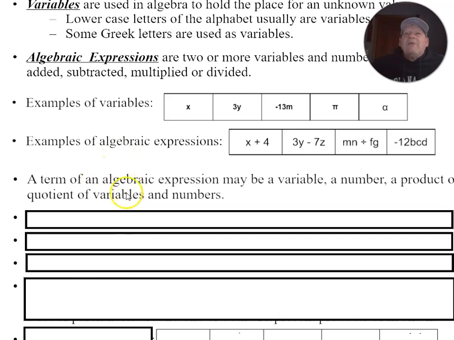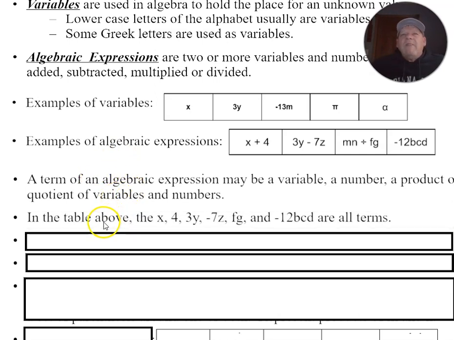So a term in an algebraic expression is just one of the variables or numbers. So in this first example here, the x is a term, the 4 is a term, the 3y is a term, negative 7z is a term, mn is a term, fg is a term, and negative 12bcd is a term.